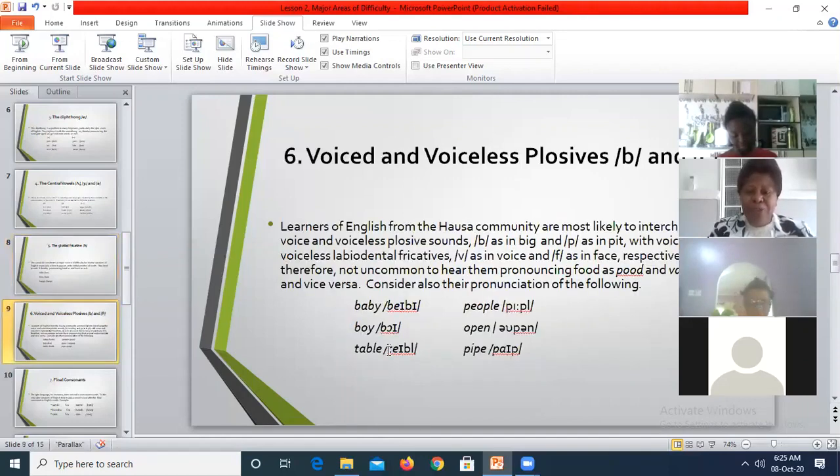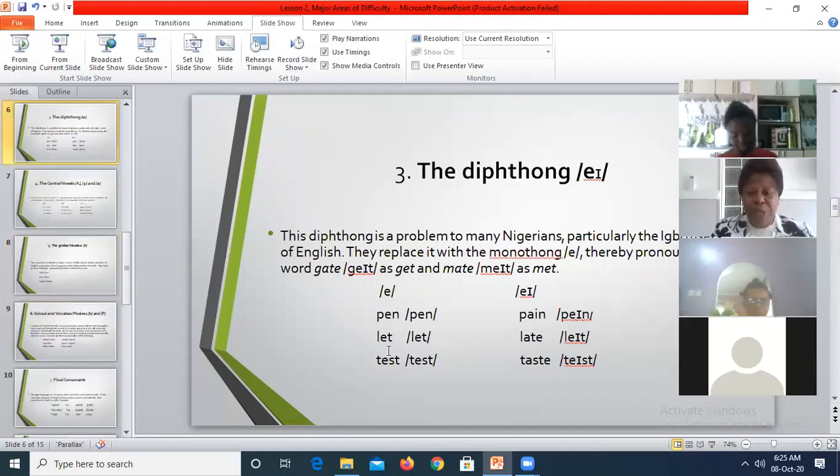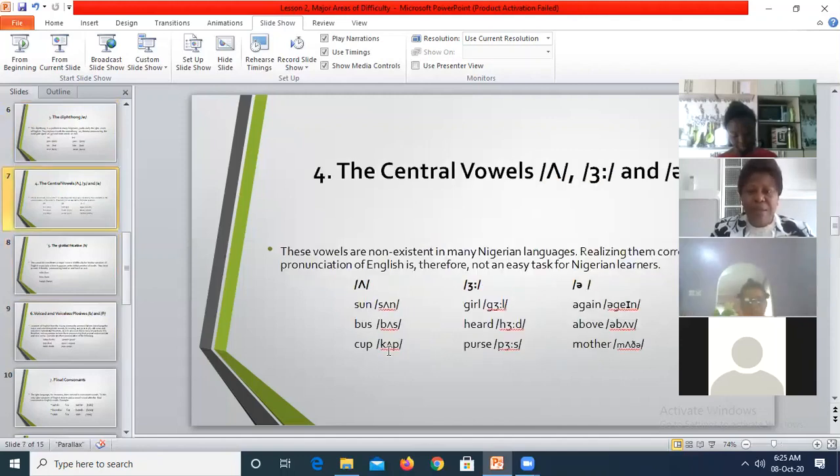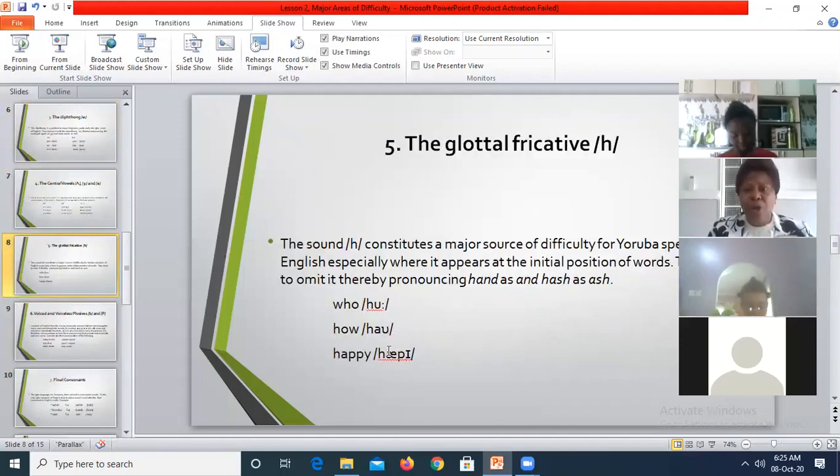Maybe it is important to mention at this point that this sound, the glottal fricative, does not appear at the final position of English words. You can have it at the initial position. You can have it at the middle position. But you cannot have it at the final position of English words.